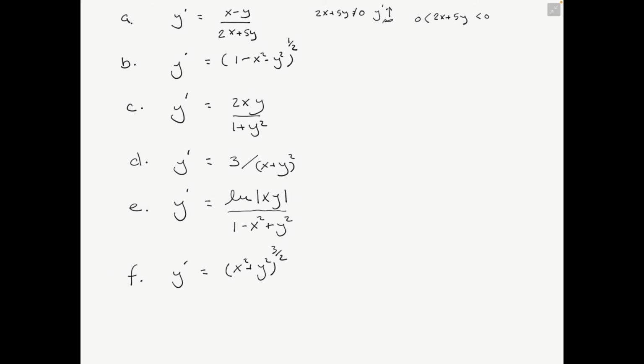Now, for the next problem, B, we can't have the argument less than 0. We can't have a negative argument with a square root. So 1 minus x squared minus y squared has to be greater than 0. And that's the region in which there's a unique solution in the xy plane.